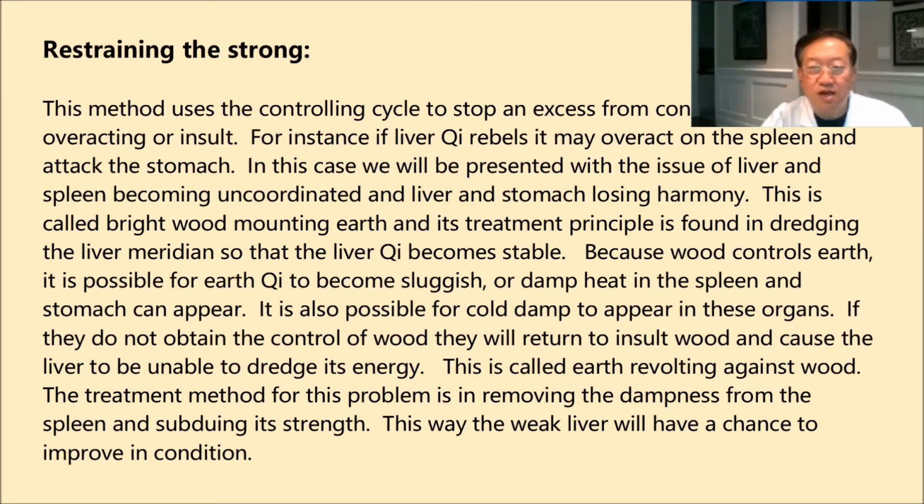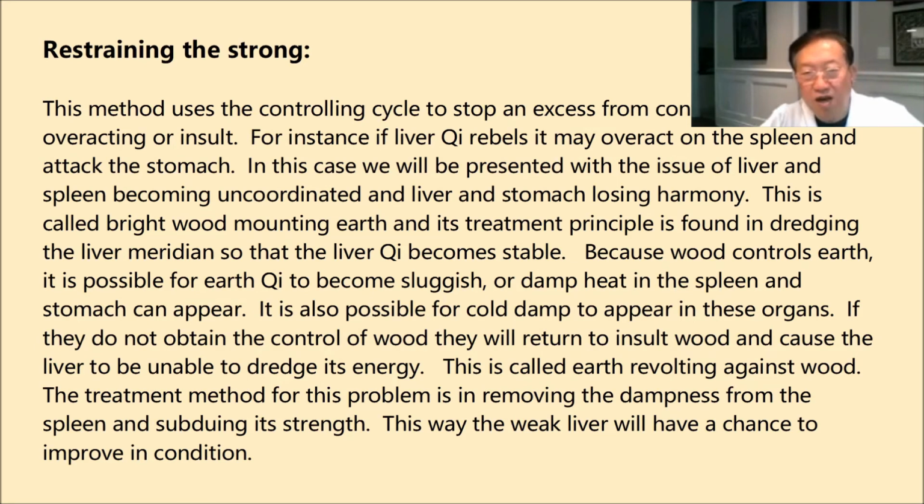Restraining the strong. This method uses the controlling cycle to stop an excess from overacting or insult. For instance, if liver qi rebels, it may overact on the spleen and attack the stomach. In this case, we will be presented with the issue of liver and spleen becoming uncoordinated, and liver and stomach losing harmony. This is called bright wood mounting earth, and its treatment principle is found in dredging the liver meridian so the liver qi becomes stable.